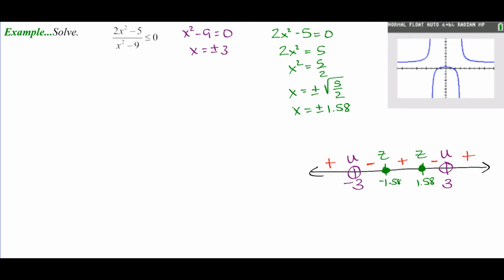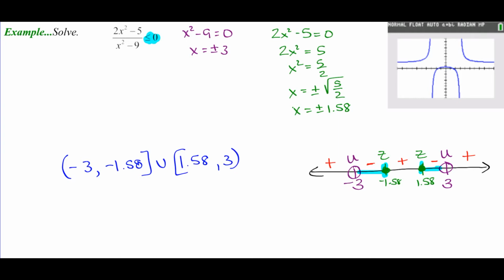So I'm going to go back to my equation or inequality that I started with. This was less than or equal to 0, so I want the negative values and the zeros. So I want this section and this 0, then I want this section and this 0. So writing my answer in interval notation, I'm going to go from -3 to -1.58. So parenthesis on the -3, square bracket on the -1.58, and then from +1.58 to +3, square bracket on the 1.58, and then parenthesis on the 3.